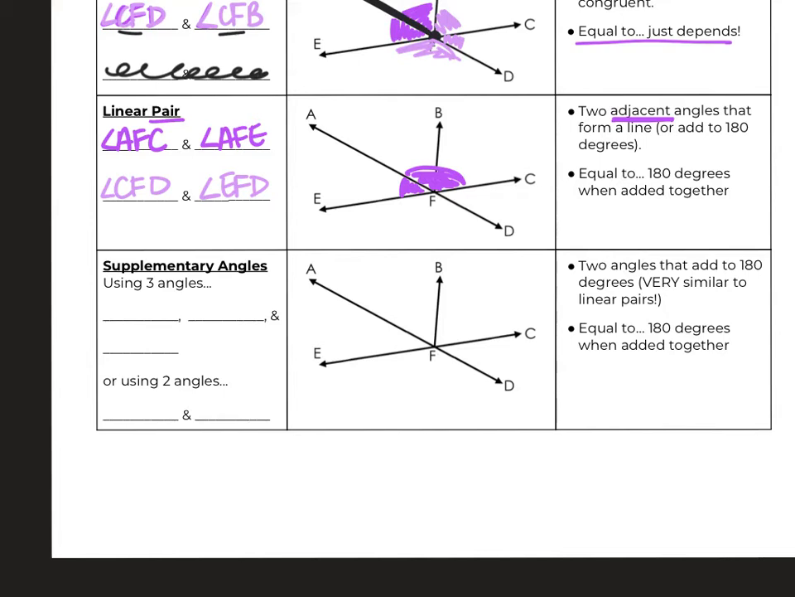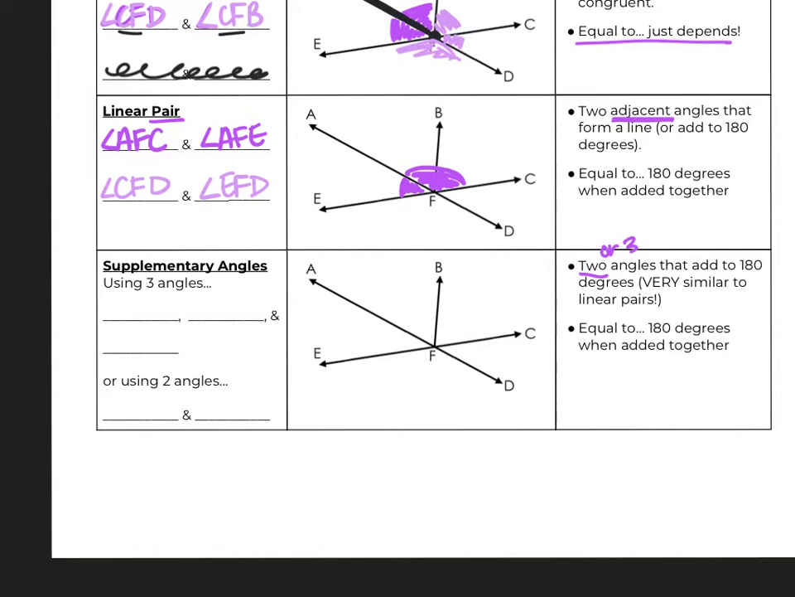Okay, and the next one here is really, really similar. So supplementary angles are, I'm going to put 2 or 3 angles that add to 180 degrees. Technically it could be more, but usually that's the max you're going to see. So they're very similar to linear pairs, except they don't necessarily have to be adjacent or necessarily have to be 2, but they are still going to be equal to 180 degrees.